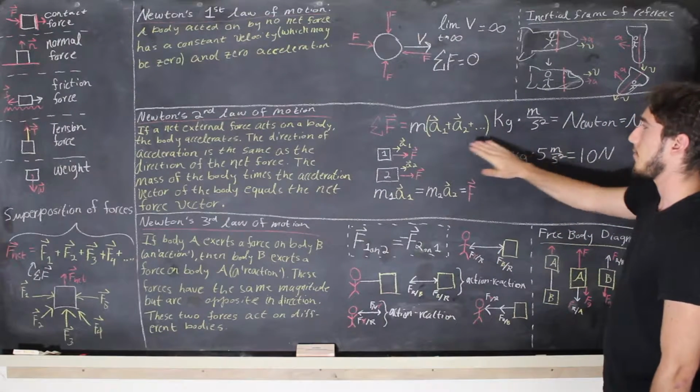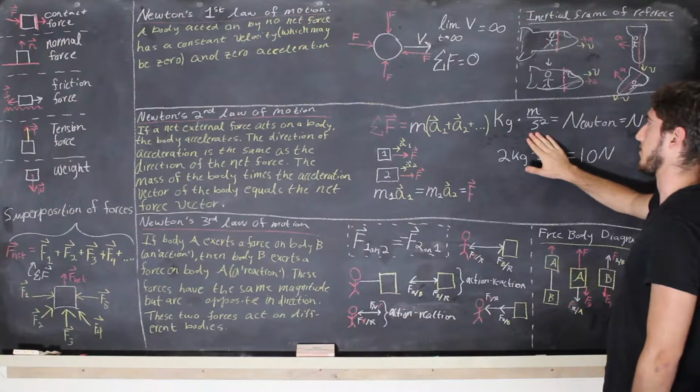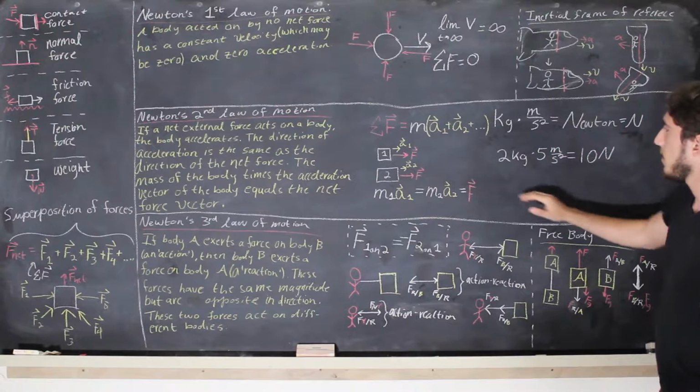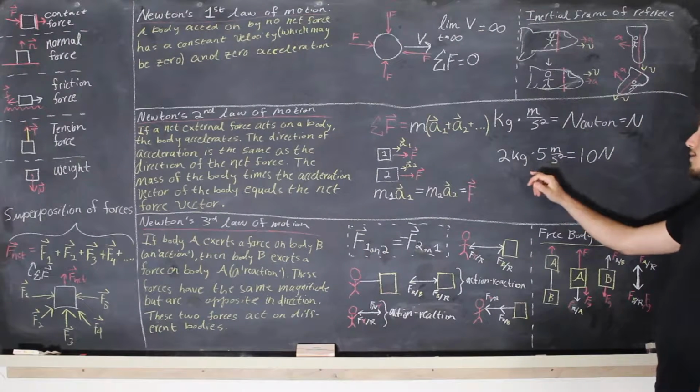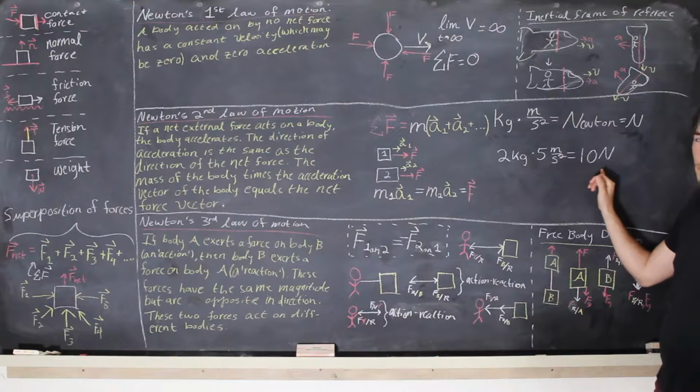So for a force, mass times acceleration, we're going to have kilograms times meters over seconds squared, and it's going to be a Newton, or N for short. So 2 kilograms times 5 meters per second squared is equal to 10 newtons.